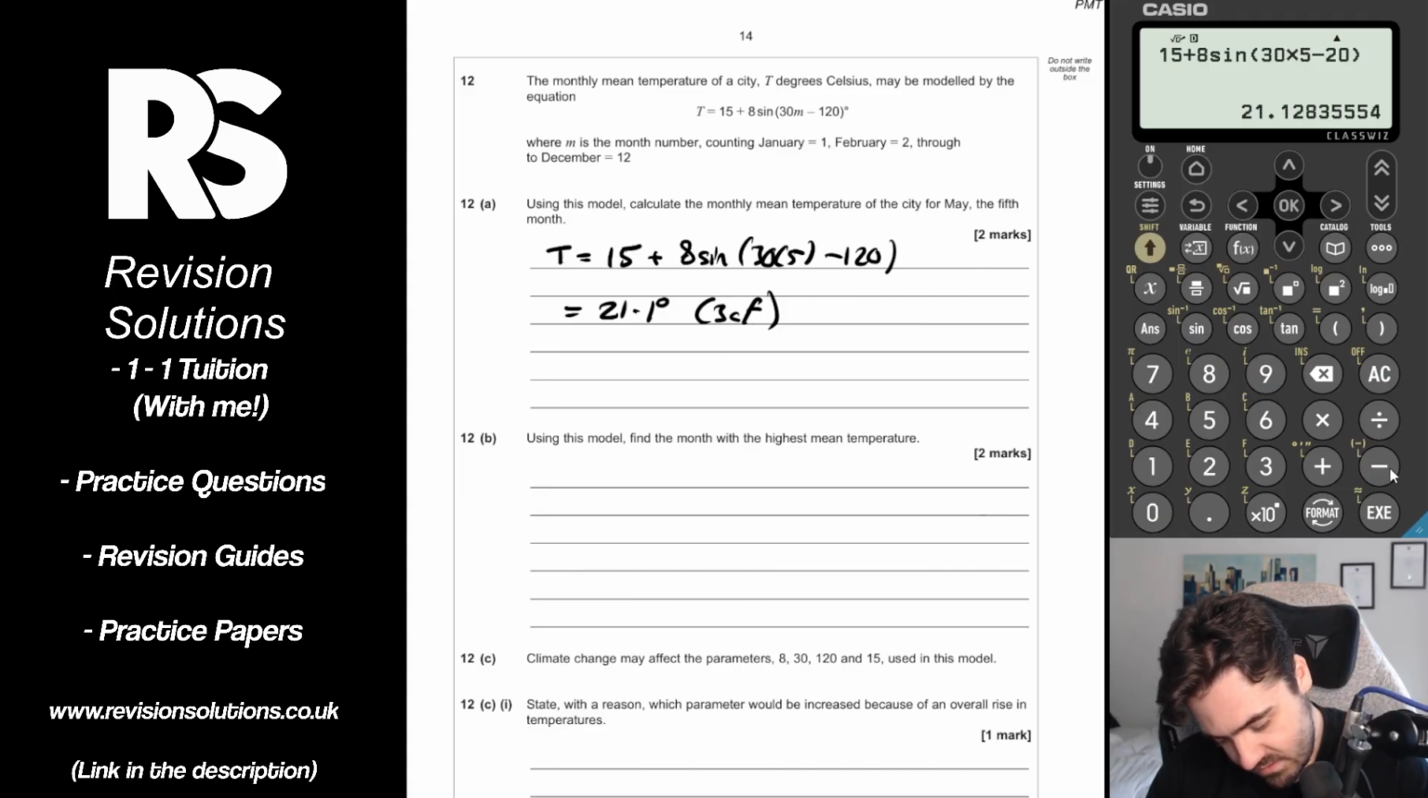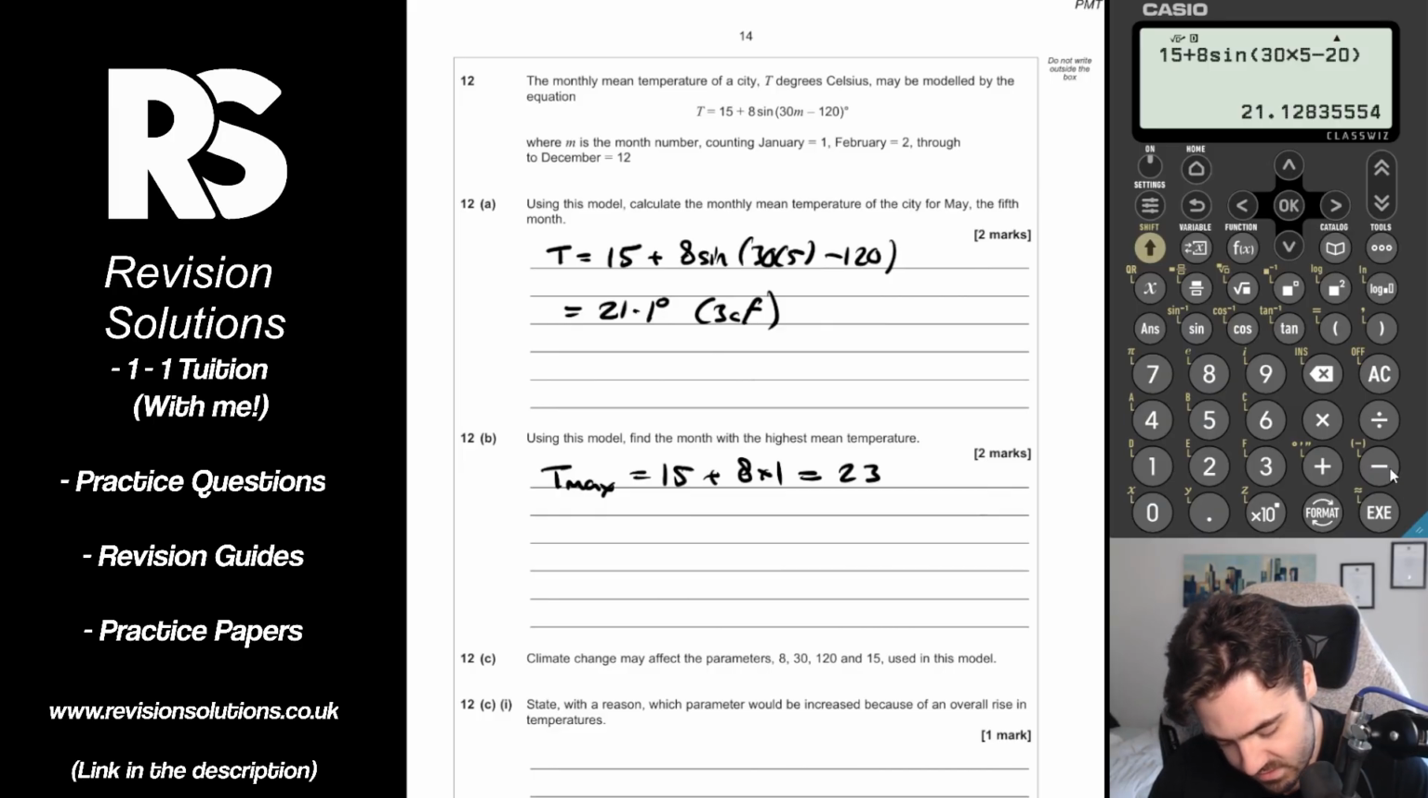Using this model, find the month with the highest mean temperature. Okay, so we're interested in making this function a maximum. So that would be when our sine bit is 1, right? Sine on its own can go between 1 and minus 1, and if we want it to be as large as possible, then we'd want it to be 1. So that would give us a T max of just 15 plus 8 times 1, i.e. 23.